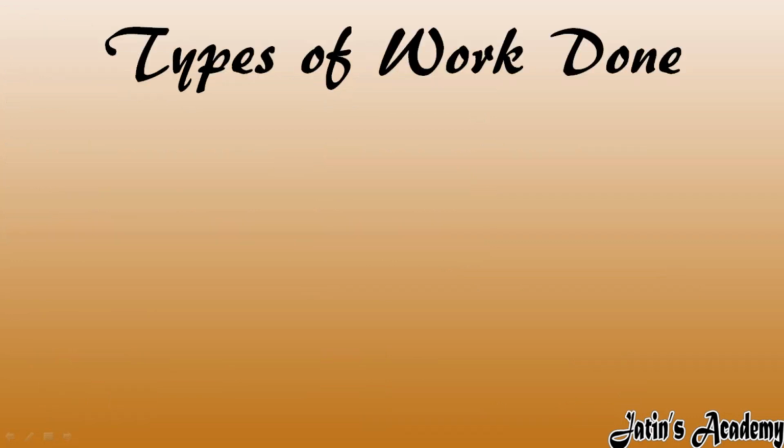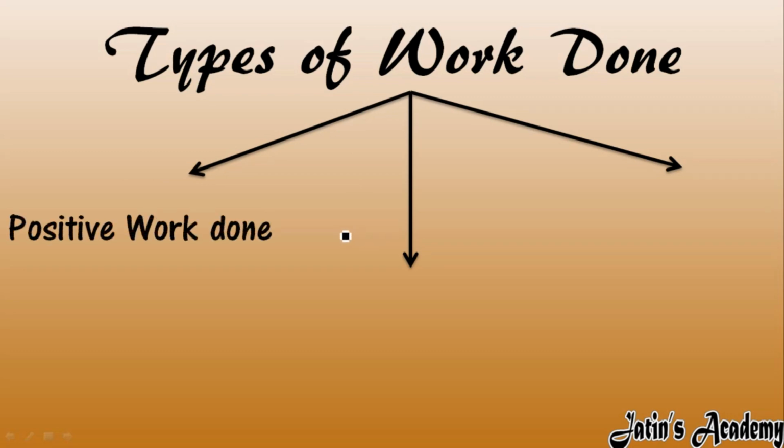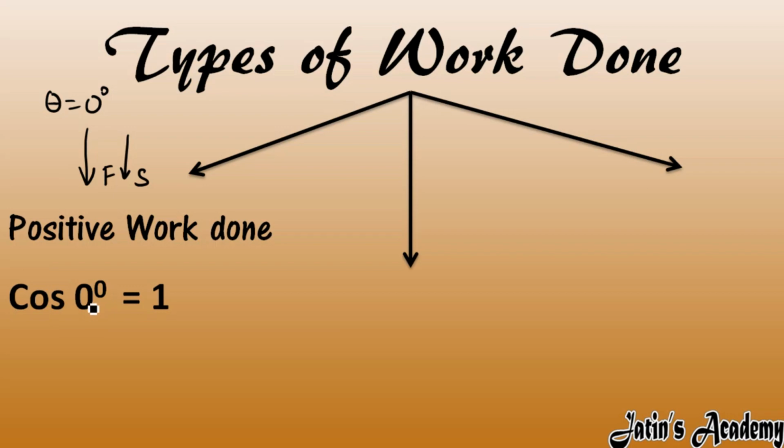Next we have types of work done, means how many types of work done we have. So basically we have three types of work done. First we have positive work done. What is the meaning of positive work done? Positive work done means when the angle between the force and the displacement is zero, means both force and displacement occur in the same direction, so that is called positive work done. In positive work done, cosine of angle 0 degree is 1, means a positive value.